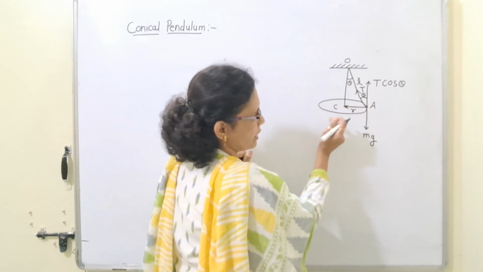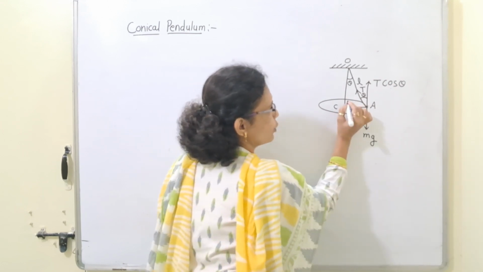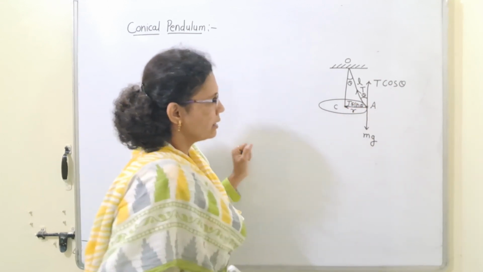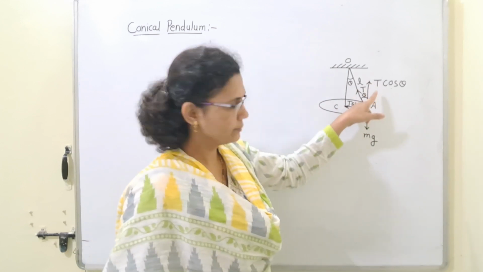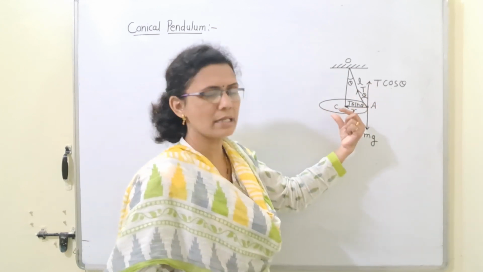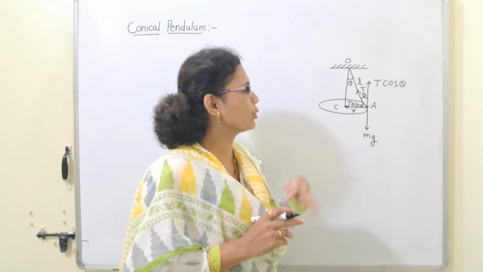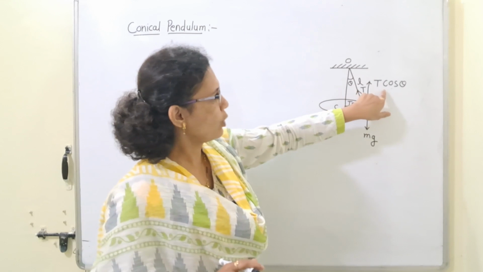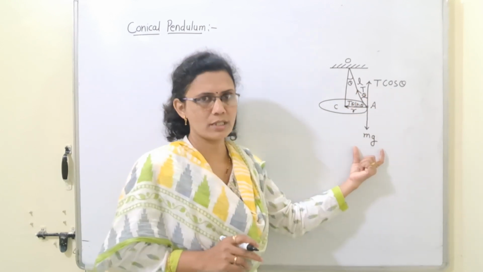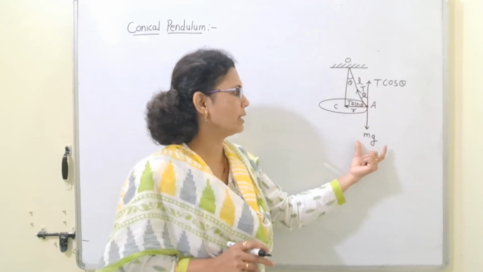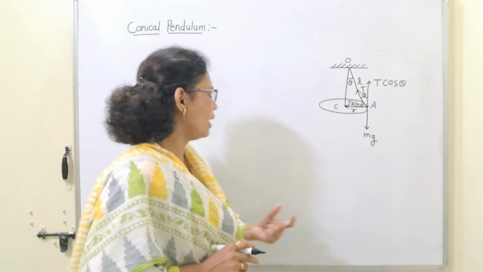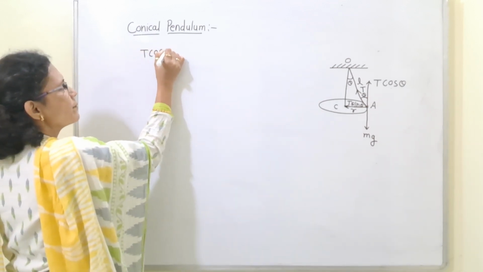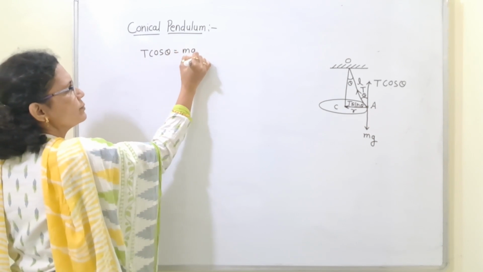And the perpendicular component, along AC, will be T sin theta. This is T cos theta and this is T sin theta. These are two perpendicular components of tension T. If you observe the figure, T cos theta is balancing the weight force mg, that is, T cos theta will be equal to mg. So I can write T cos theta is equal to mg.